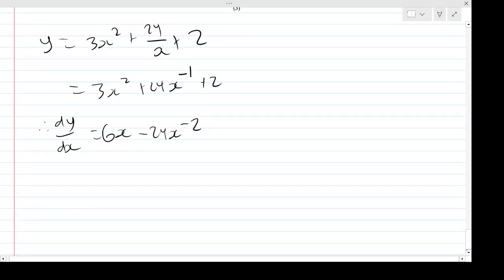You could, if you wanted to, rewrite this x to the minus 2 as a fraction. So that'd be 6x minus 24 over x squared. Either way you should be fine here. Like I said, that's fully simplified, so I should get all the marks there. Okay, cool.